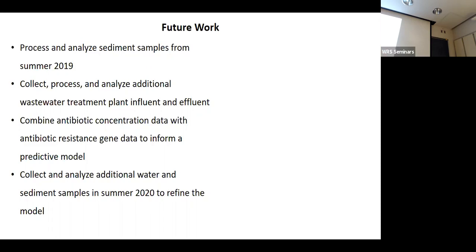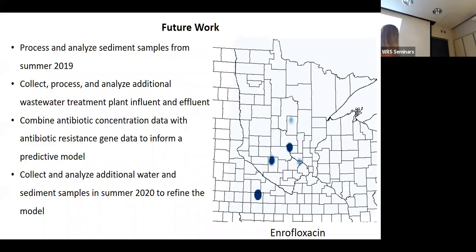And this is a preliminary map of Minnesota, and this is one of the compounds, enrofloxacin, showing that the darker the spot, the more concentrated it is in that area. So she's doing that with all the antibiotics. It's going to happen with the resistance gene. It's using ArcGIS. I don't know that much about it, but it's going to be cool to see what she comes up with. And then there's a whole other year to this project. I will be gone, but they're going to collect and analyze additional water and sediment samples in summer 2020 to refine the model.